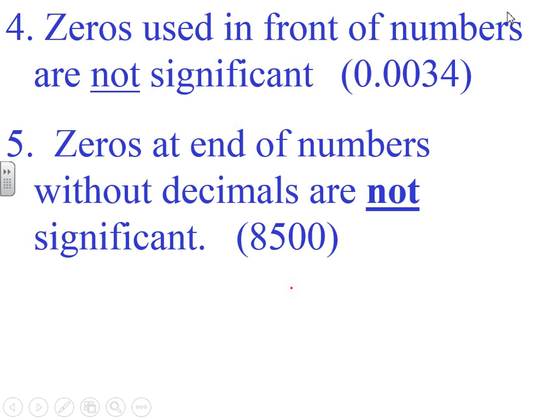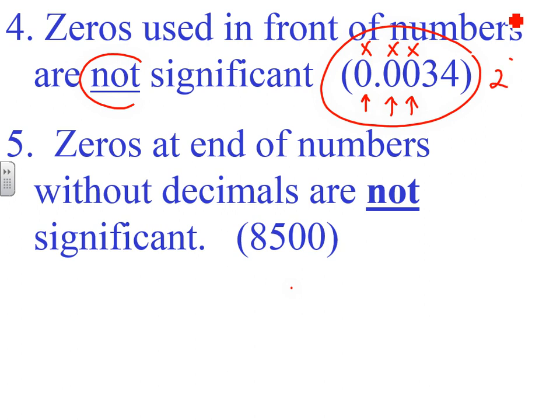Rule number 4 says that zeros used in front of numbers are not significant. This is the first time we see a 0 not being significant. These 3 zeros in front of the 3 and the 4 are not significant because they are simply placeholders. It just tells us we have a really small number, but they are not part of the significance of the measurement. So overall, in this example, we only have 2 significant figures. Just the 3 and the 4 are significant.